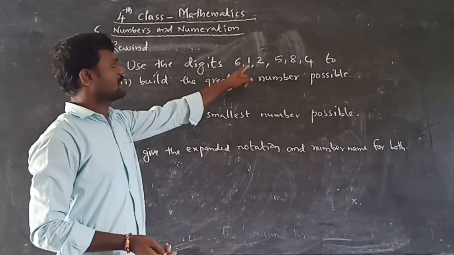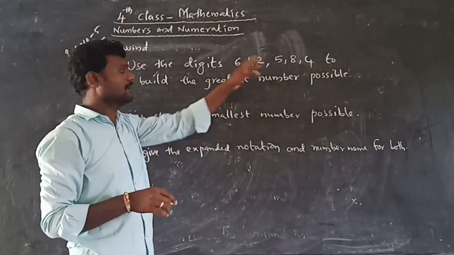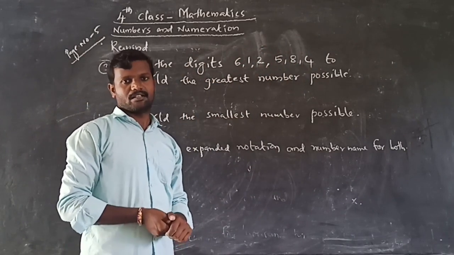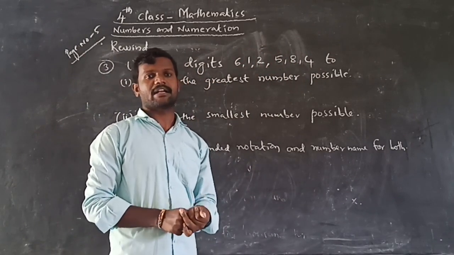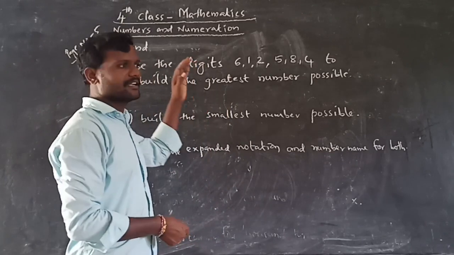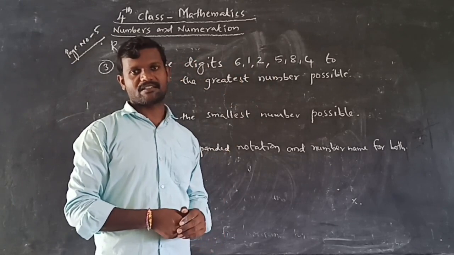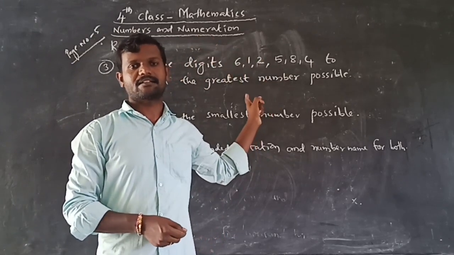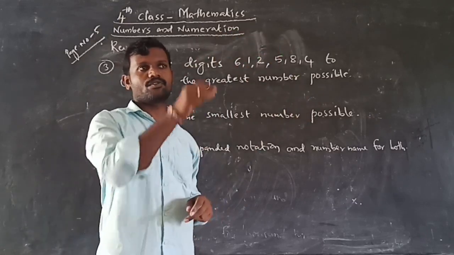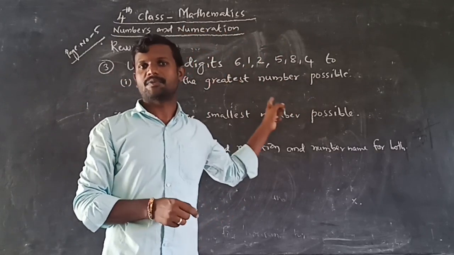Use the digits 6, 1, 2, 5, 8, 4. By using these digits, you have to write the greatest number and smallest number. You learned this in 4th class also. How can we write the greatest number? Start with the biggest digit and end with the smallest digit, then you will get the greatest number. So you should write in the descending order, from bigger to smaller.